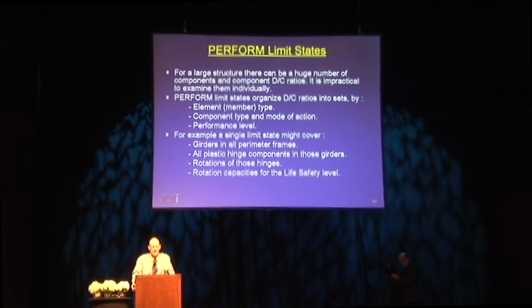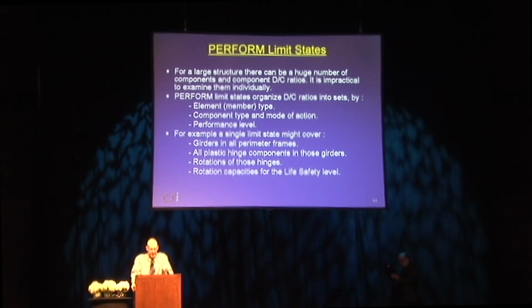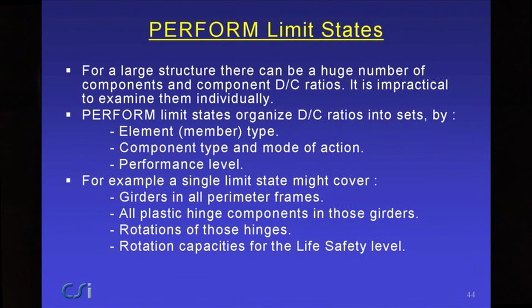All of the girders in the perimeter frames of a structure. Maybe you have a choice over this. Let's say all of the girders and all the perimeter frames, all of the plastic hinge components in those girders, and the rotations of those hinges, and hence the rotation demand capacity ratios, based on the life safety level. That would be like possibly one limit state. And you might have still 100 limit states for a complicated structure, maybe 200 limit states. It starts to get fairly complicated.